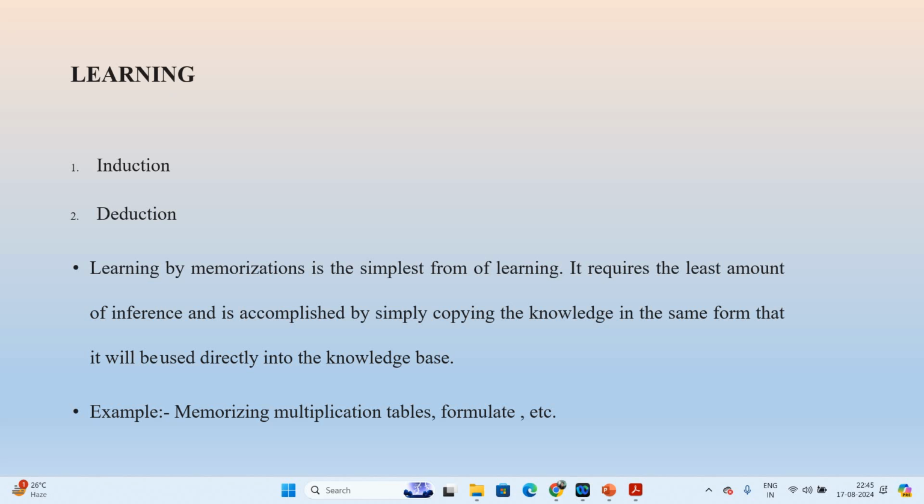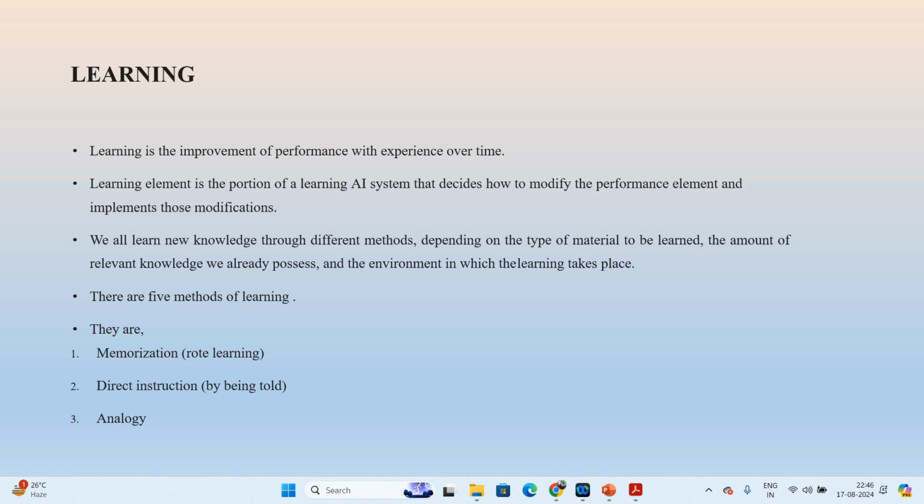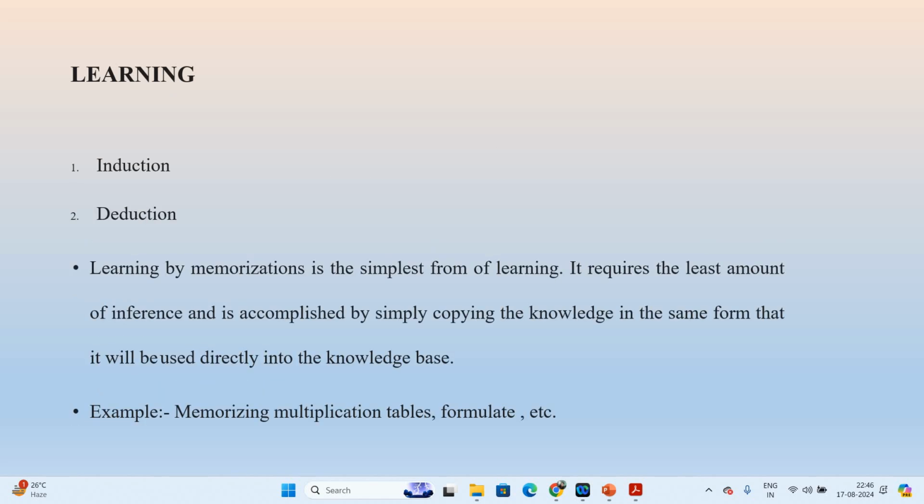Now, this learning again can be done in two different kinds. One is induction, another one is deduction. Sorry, this memorization can be done in two types. One is induction and another one is deduction. Okay, so this is rote learning.